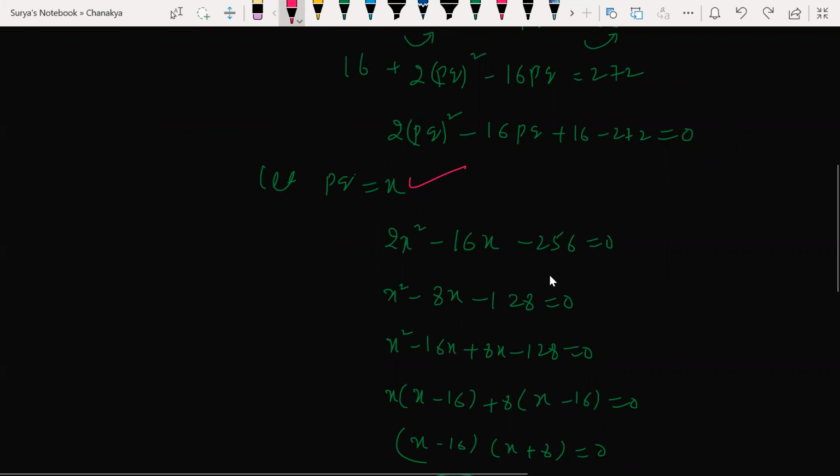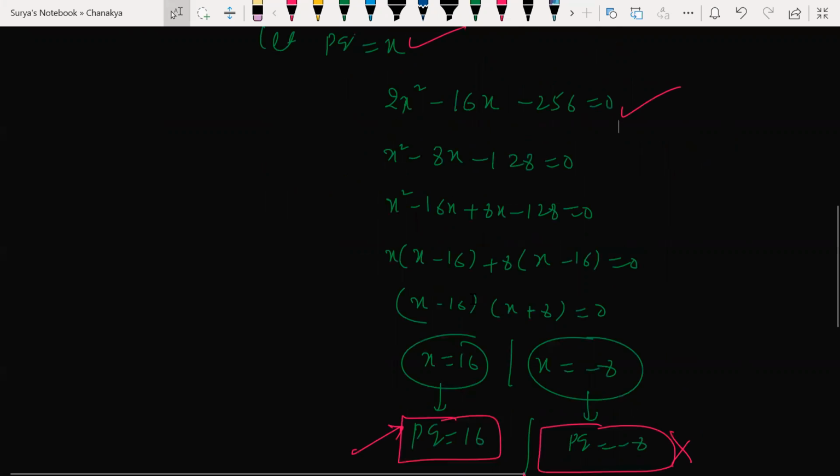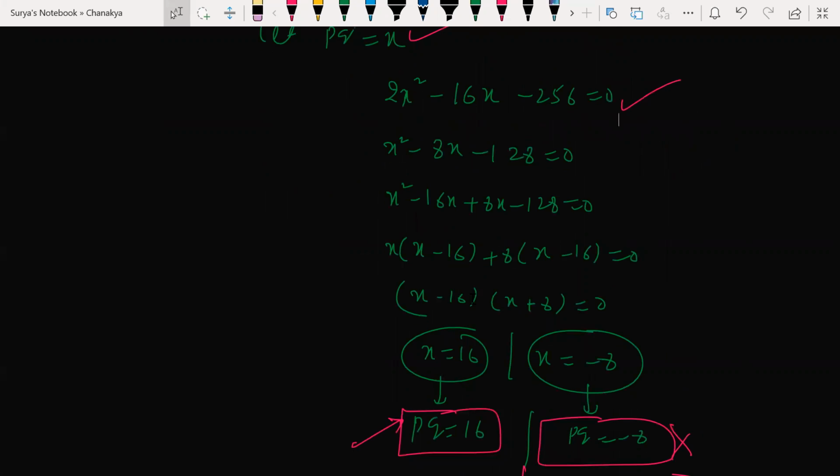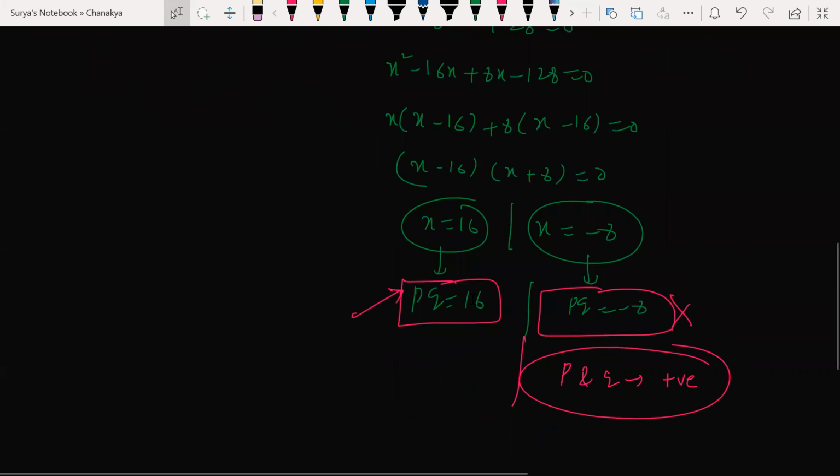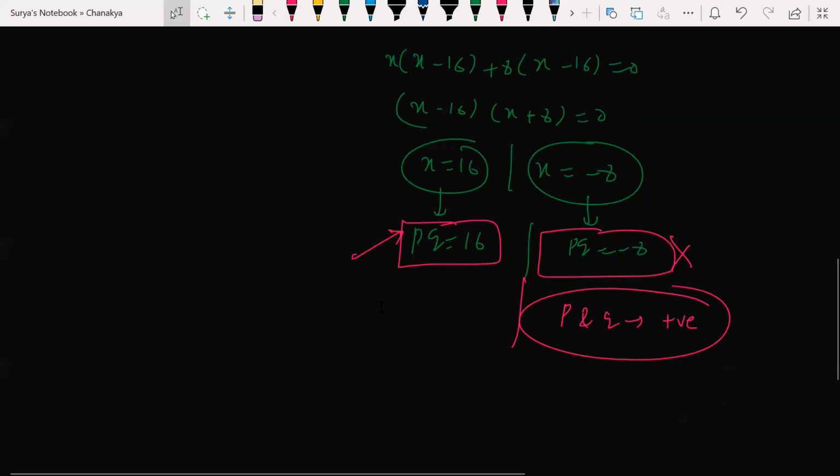The equation which you got looks like a quadratic equation, so you feel comfortable to factorize that quadratic equation in order to get the x value. What is the x value I took? PQ. So PQ is equal to 16 and PQ is equal to minus 8. PQ can't be minus 8 since the condition given is that P and Q must be positive numbers. So PQ is 110% 16. Correct? Understood my point?